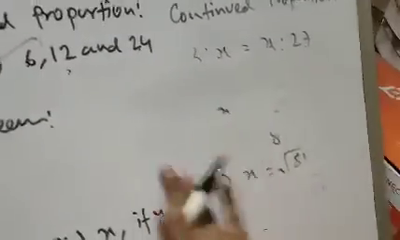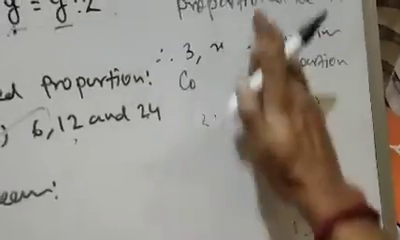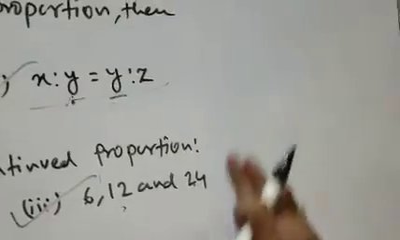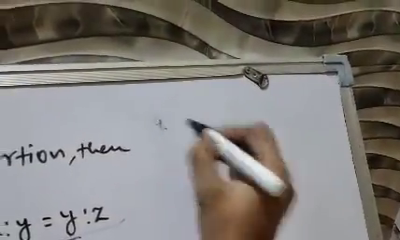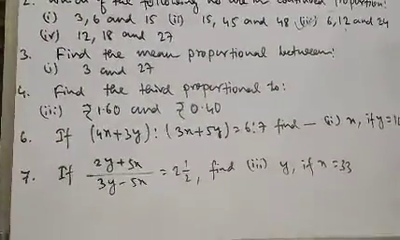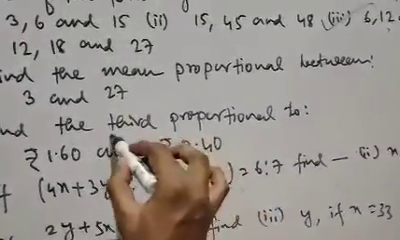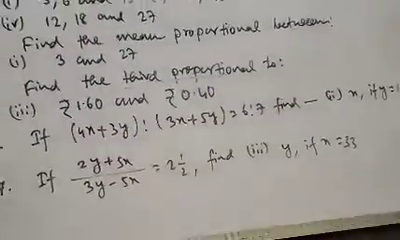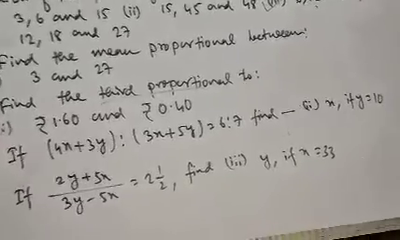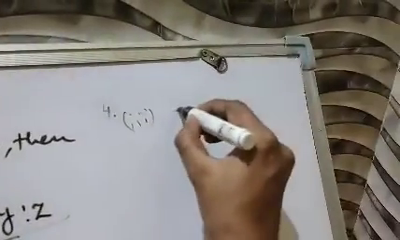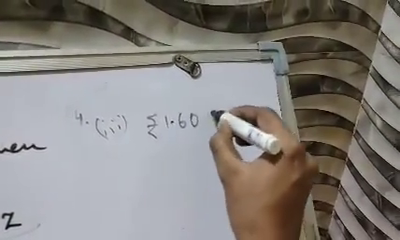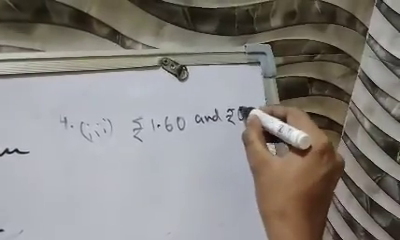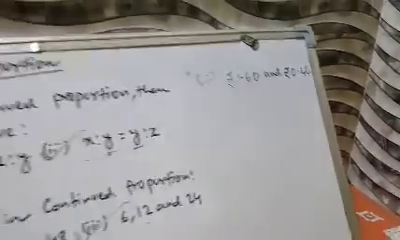Next question, question number 4, part 3. The question is to find the third proportional between rupees 1.60 and rupees 0.40. So let us write the two numbers first: rupees 1.60 and rupees 0.40. We have to find out the third proportional.